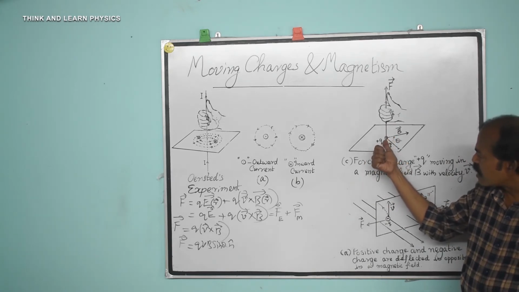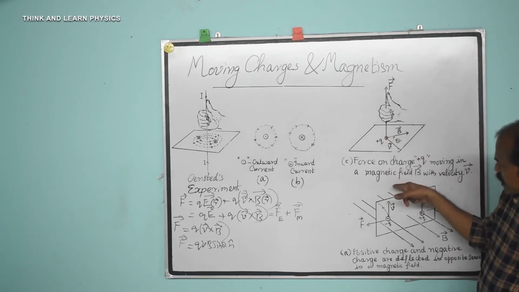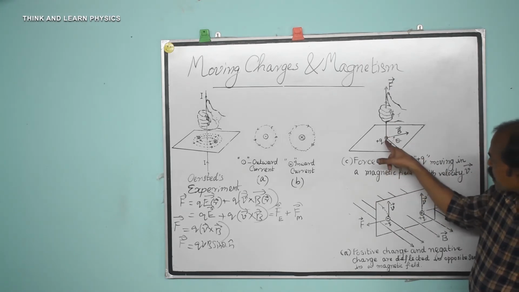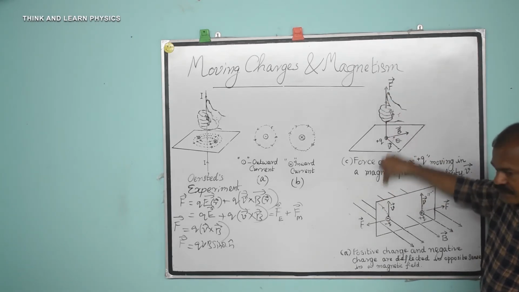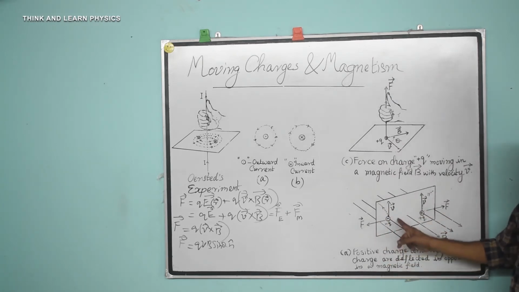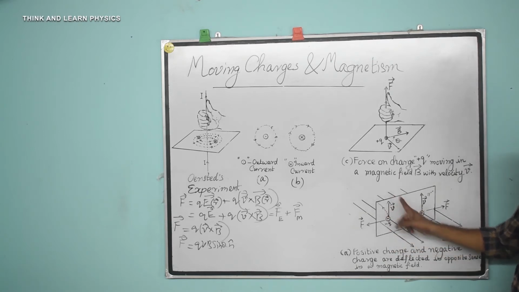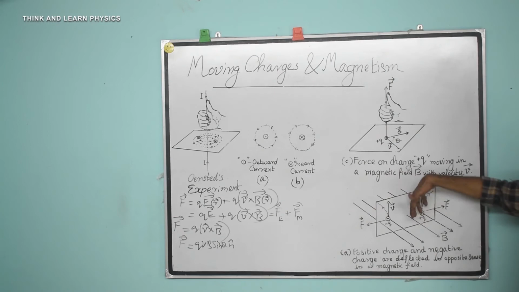Now, if the charge is negative, then the force will be in the opposite direction. That means if it is a negative charge moving in the same direction, then the force will be in the downward direction. This is clear from this diagram. Here we consider two charges, plus q and minus q, moving in the same direction with velocity v vector, in the same magnetic field B vector.